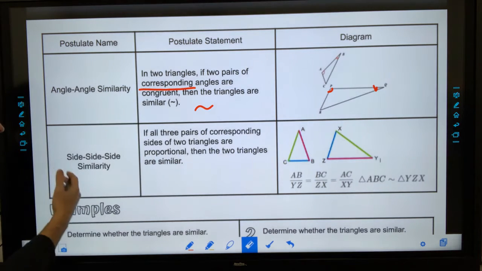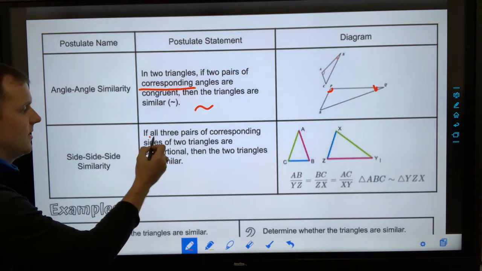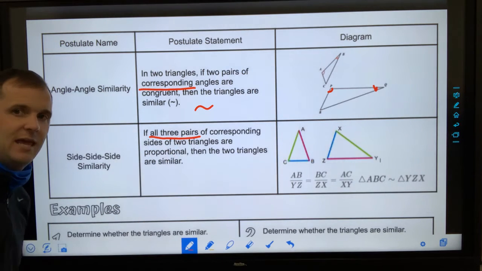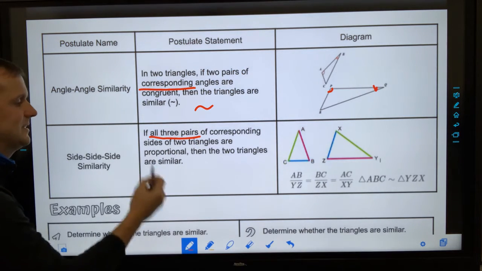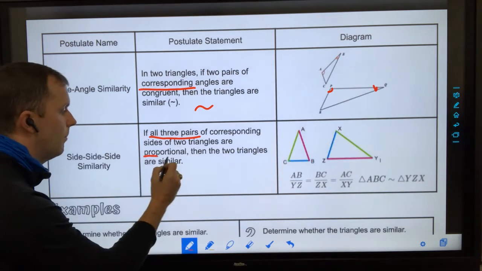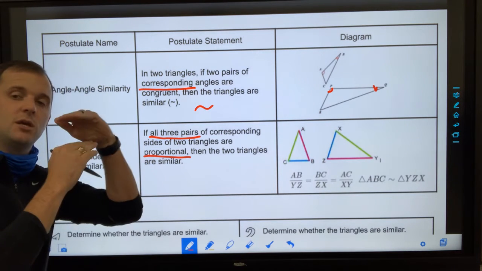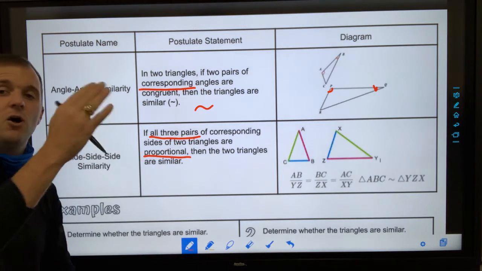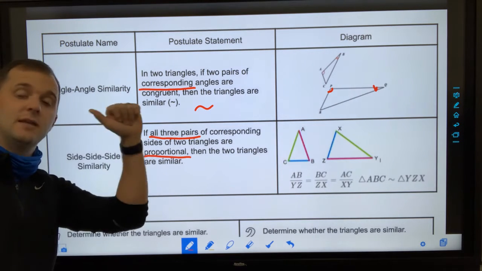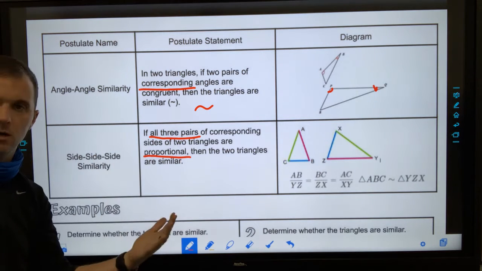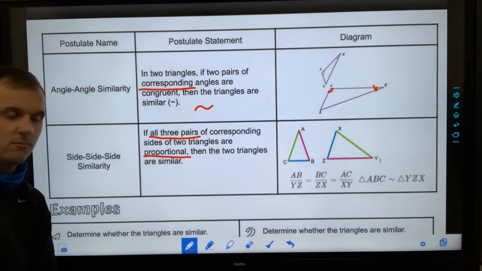The same thing works with side-side-side similarity. It says, if all three pairs, so it has to be all three pairs, it can't just be one and two, all three pairs of corresponding sides of the two triangles are proportional, not congruent, proportional. That means if I write a proportion with the corresponding sides, and all three of those match up, then it is proportional, which means they're similar. Then I can use those proportions to find missing sides. The two triangles are similar, okay?